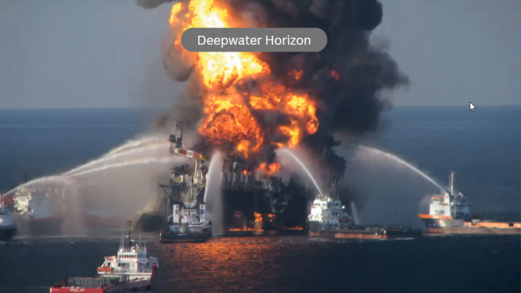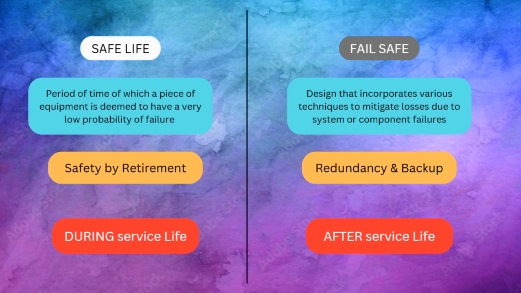So this shows what happens when safe life measures as well as fail-safe measures are not taken seriously, and it can cause a disaster such as this. So this is why fail-safe and safe life is extremely important in oil and gas as well as many other industries. If taken seriously, it can save the company lots of money, save the environment, as well as save many lives.